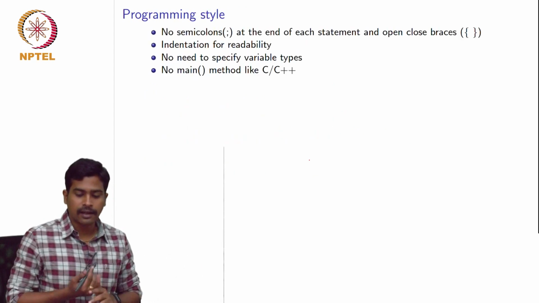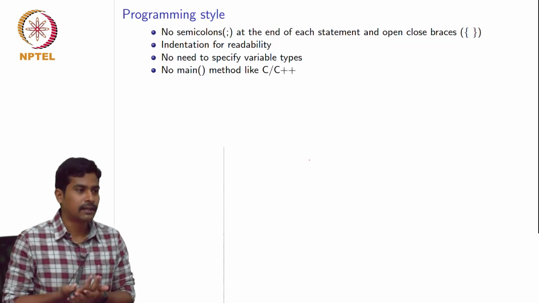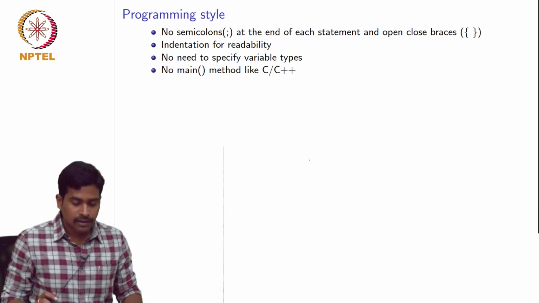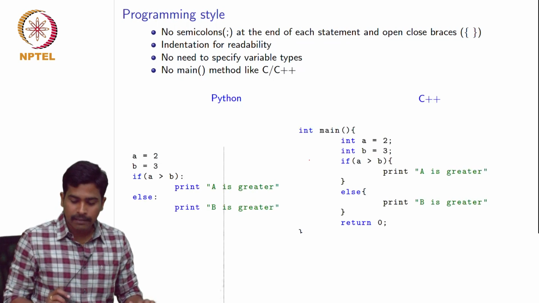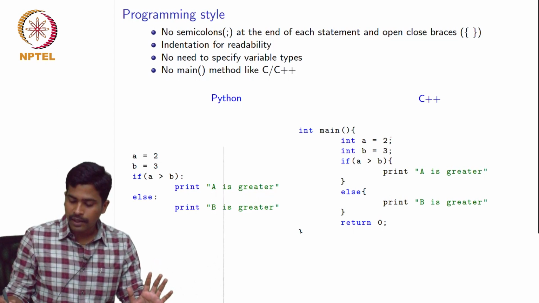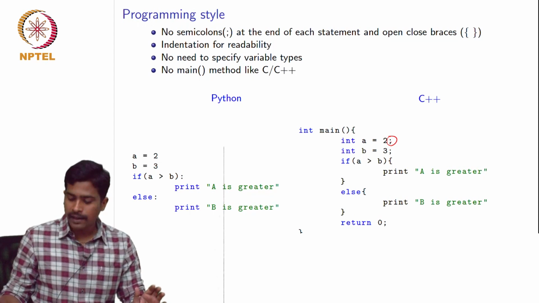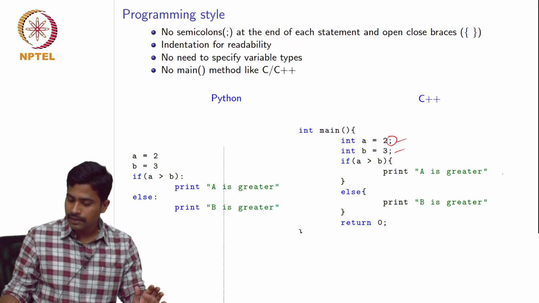Now let's go into how a Python program is written. What is the style and syntax that we use to write a Python program? When you see a Python program, the first difference that you encounter is the semicolons that you use in normal programming like C or C++, where you put a semicolon after the end of each of these statements.